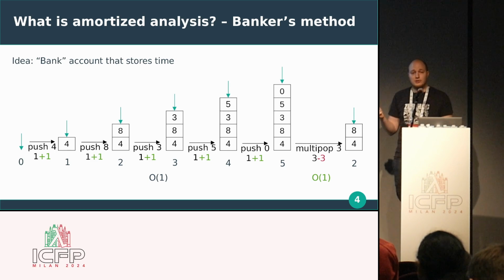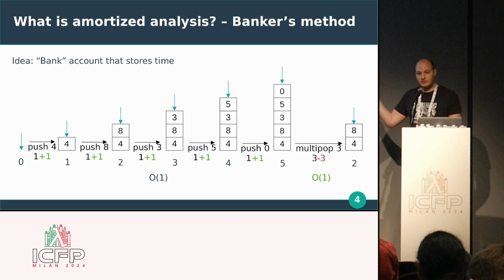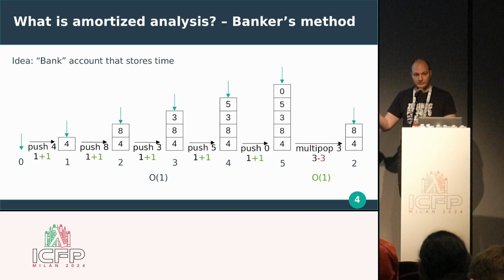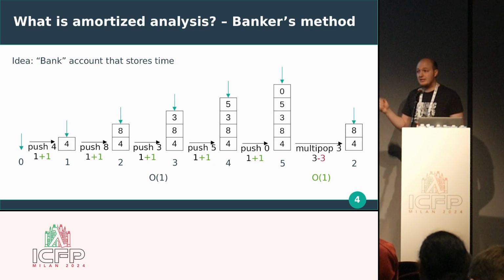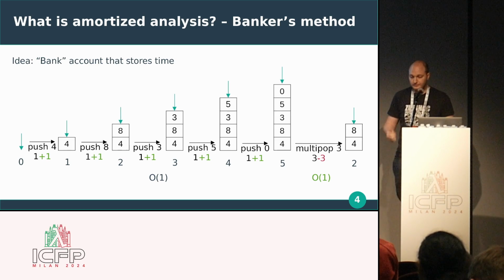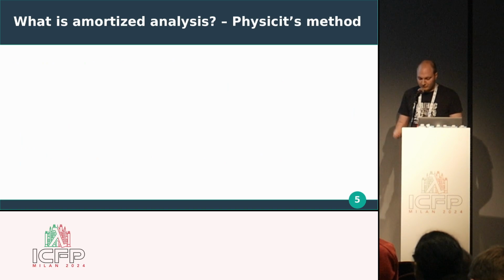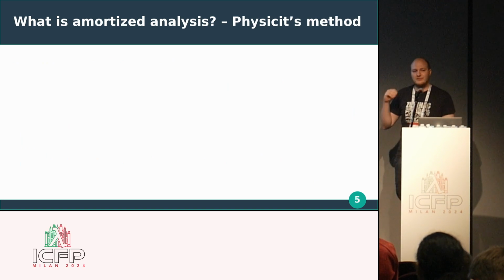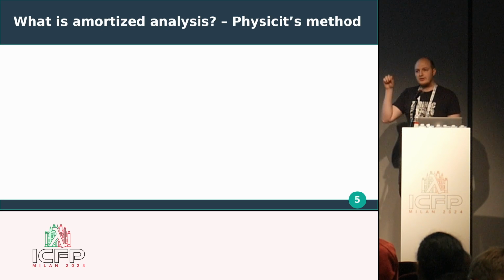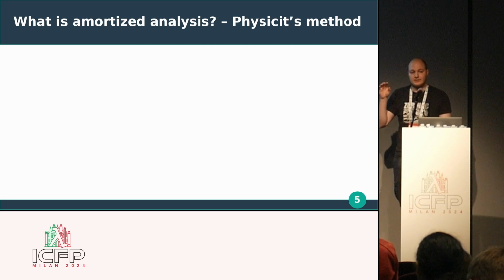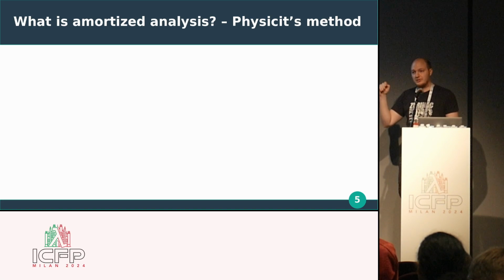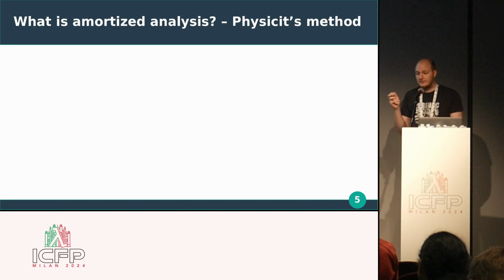Not every data structure has an amortized complexity that is better than the worst case complexity, but many interesting functional data structures do. The problem with this bank account method is that it's very hard to formalize, because the bank account acts basically as a local state between all of these operations. So there's a better way to reason about this formally.